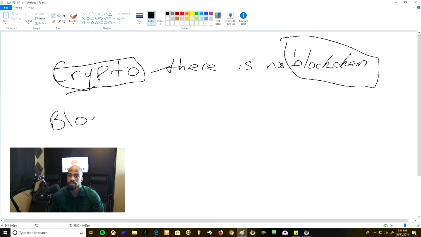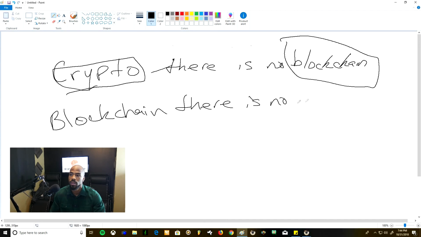And it's the other way around. Without blockchain, there is no crypto. Because if you don't have that distributed ledger to keep track of those transactions, you don't have any reward-based system to solve those transactions, you know what I'm saying? So they're not one and the same, but you need the other to survive. Crypto needs the blockchain just like blockchain needs the crypto.